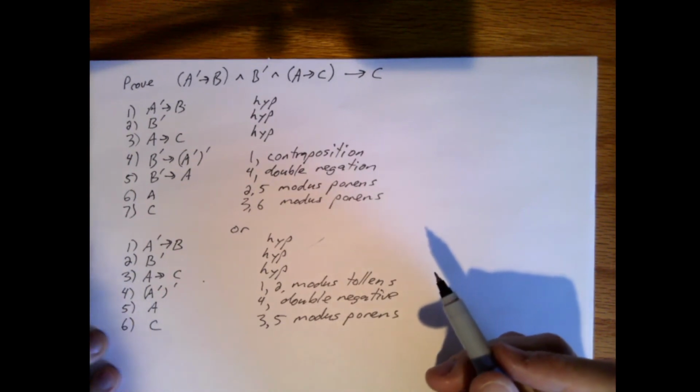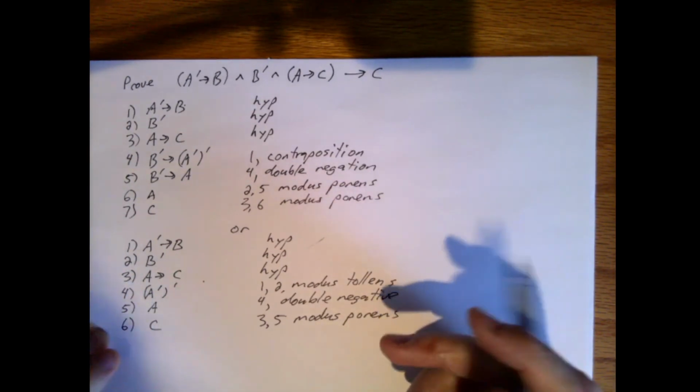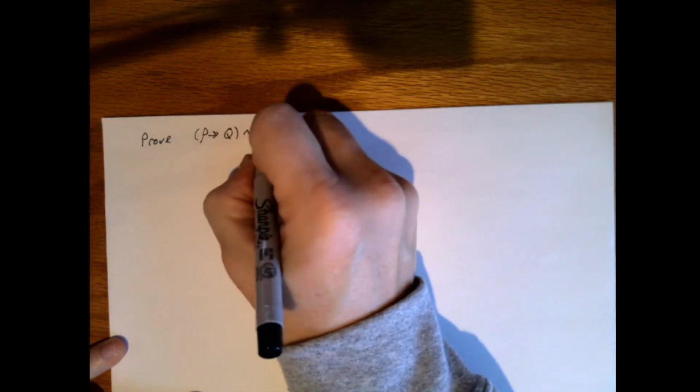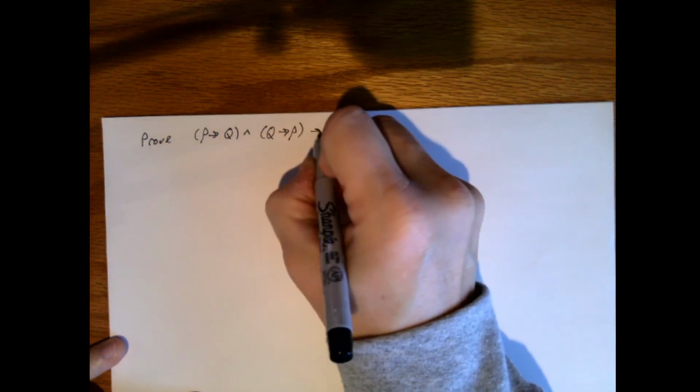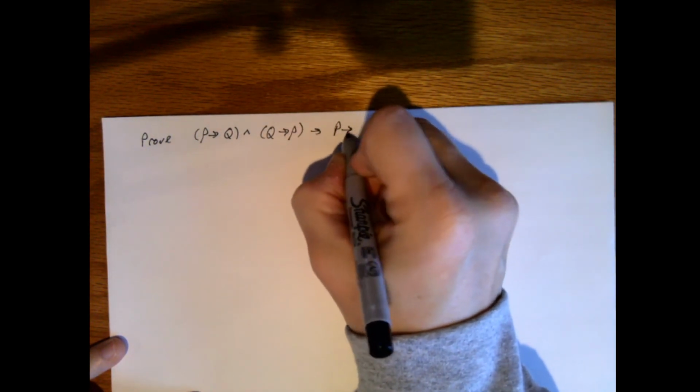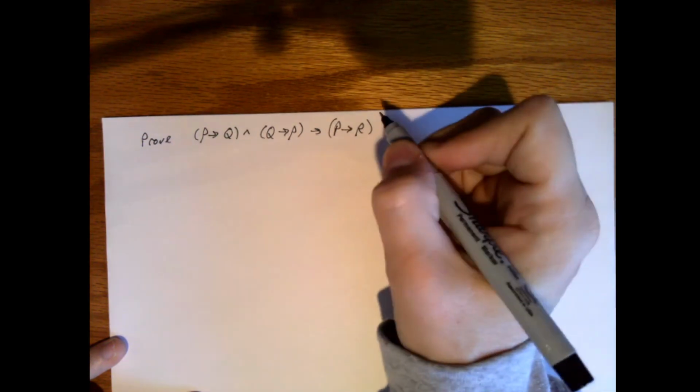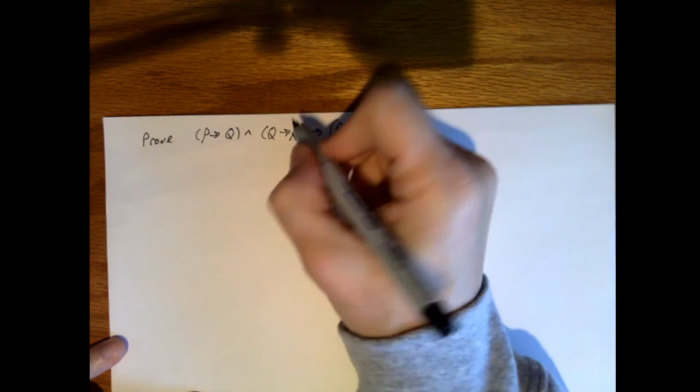Okay? Let's look at another one. Prove P implies Q and Q implies R implies P implies R. Or excuse me, this is R. This is R here. All right.